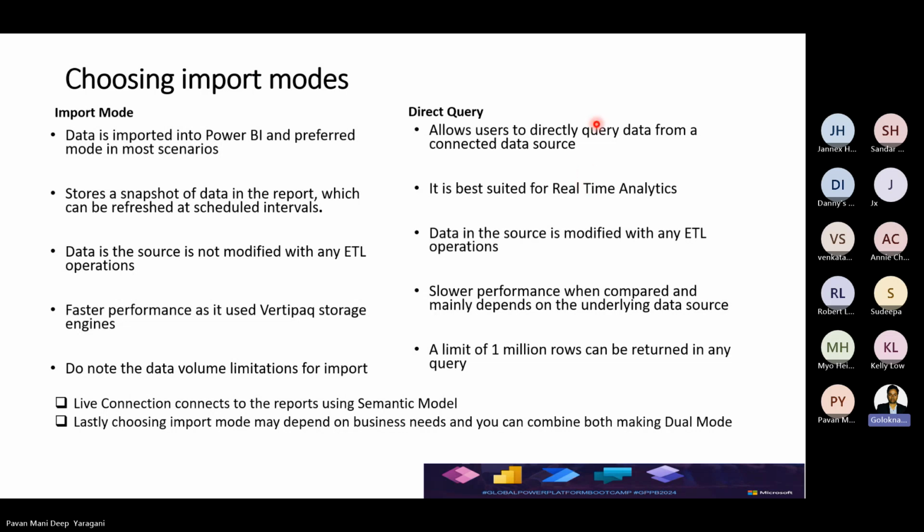When you are working with the imported model, it is very fast because the data is in your local machine. Direct query will directly query the data from the data source. Okay, so the data will always be up to date, because for every small thing you are pulling the data from the data source. That is direct query. So direct query is best for real-time analytics. If you want very real-time analytics, then direct query is preferred.